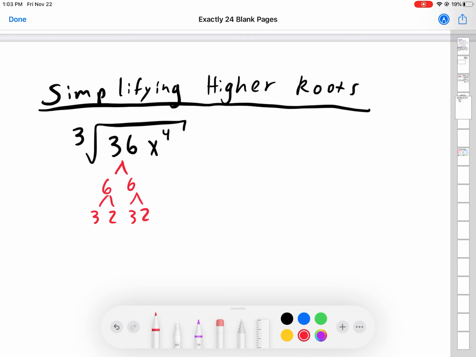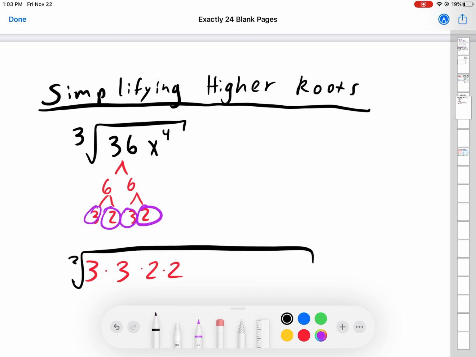Now, you can do this a myriad of ways. You could have done 36 by 12 and 3, right? Either way, you should get these 4 numbers at the bottom. I'm going to put the 3's beside each other and the 2's beside each other. Just so you know, I call this a factoring tree, really. The bottom of your factoring tree is what you're going to put inside this cube root in this case. And then the x to the fourth means there's 4 x's: x times x times x times x.